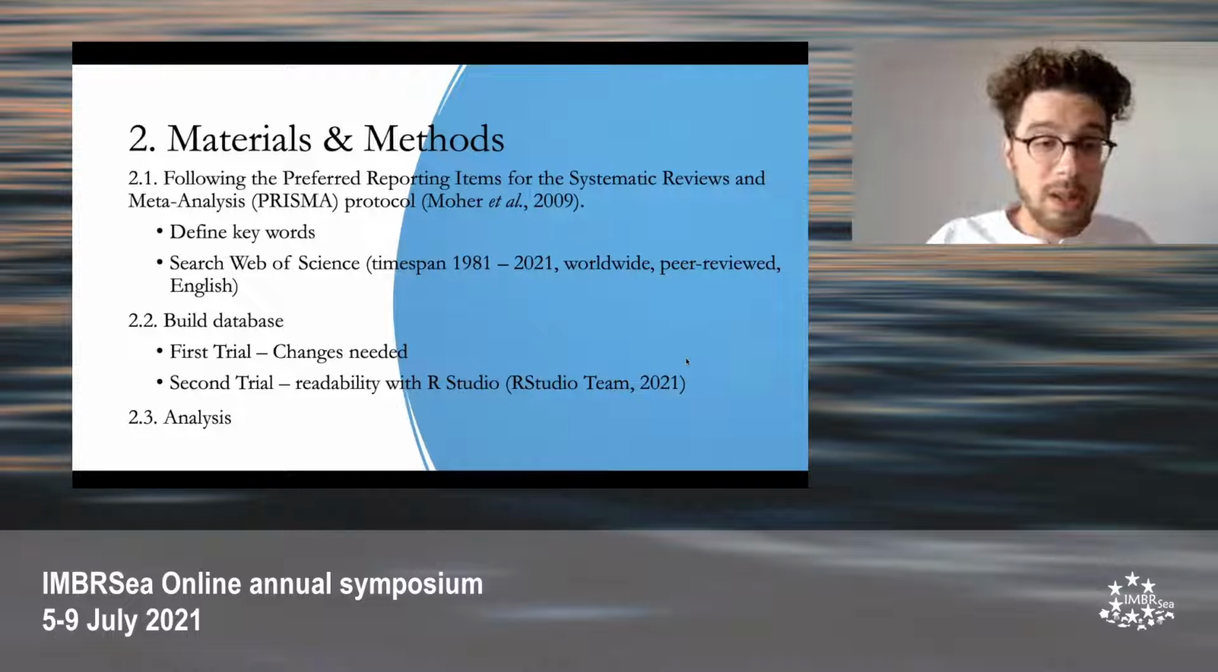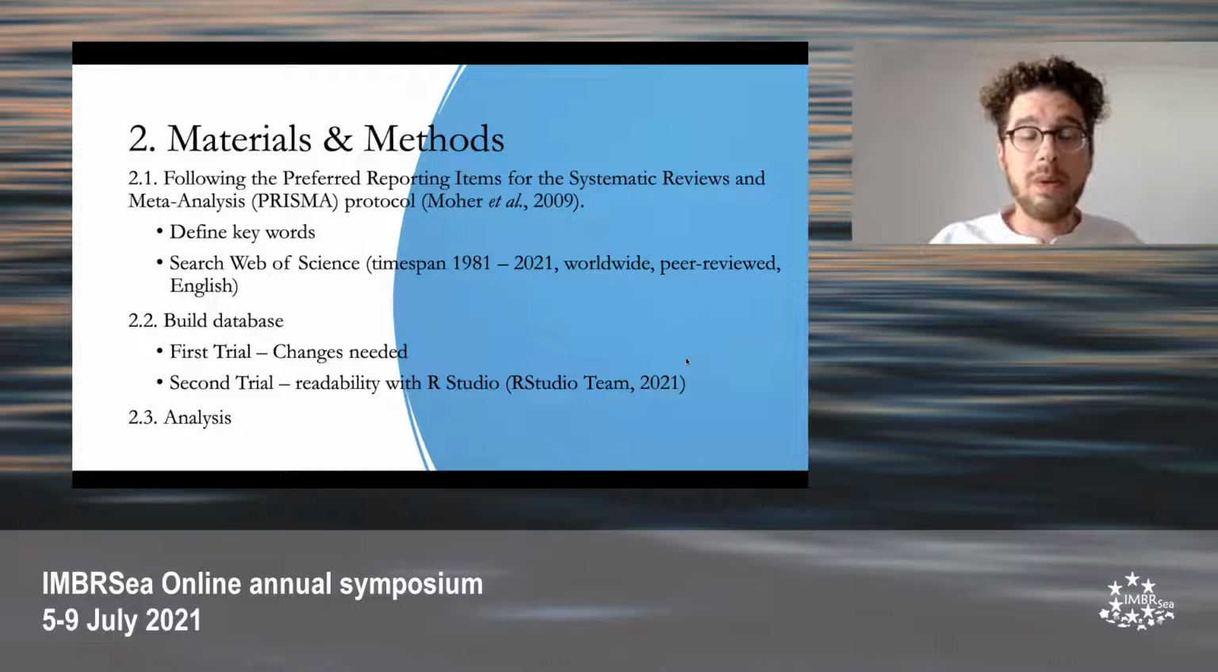For that, we conducted a literature search following the Preferred Reporting Items for Systematic Reviews and Meta-Analyses protocol, called PRISMA in short, by Moher et al. We had to define keywords for our research in the Web of Science, which we conducted for a time span of 30 years, for journals published worldwide, peer-reviewed and in English only. At the same time, we built a database. We had a first trial after adding 5 sources to identify which changes were needed. And after a second trial, adding 10 sources, we checked the readability with RStudio for our further and final analysis.